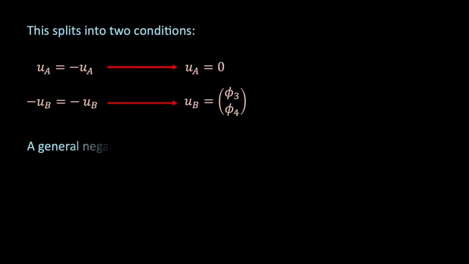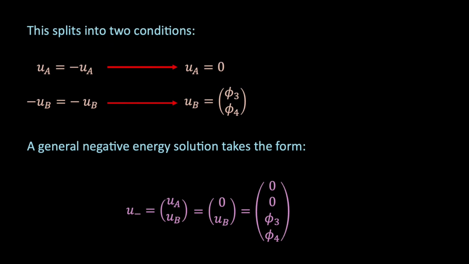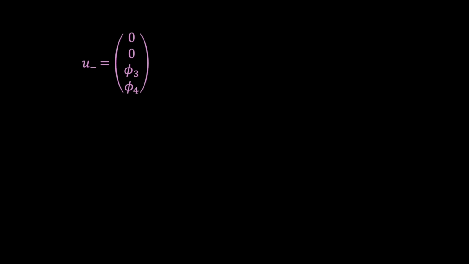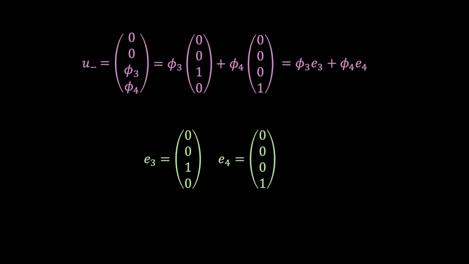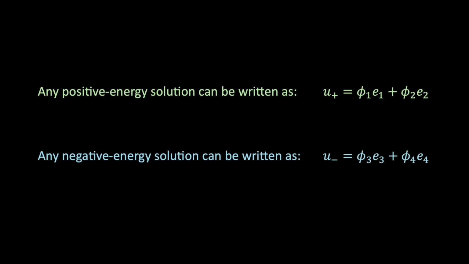And so we see that a general negative energy solution, which we write as U minus, can be written in the following form. Again, you can write this as a linear combination of two independent basis spinors E3 and E4, where E3 equals 0, 0, 1, 0 and E4 equals 0, 0, 0, 1. And so, to summarise, in the case of zero momentum, we found that any positive energy solution can be written as phi1 E1 plus phi2 E2, and any negative energy solution can be written as phi3 E3 plus phi4 E4.